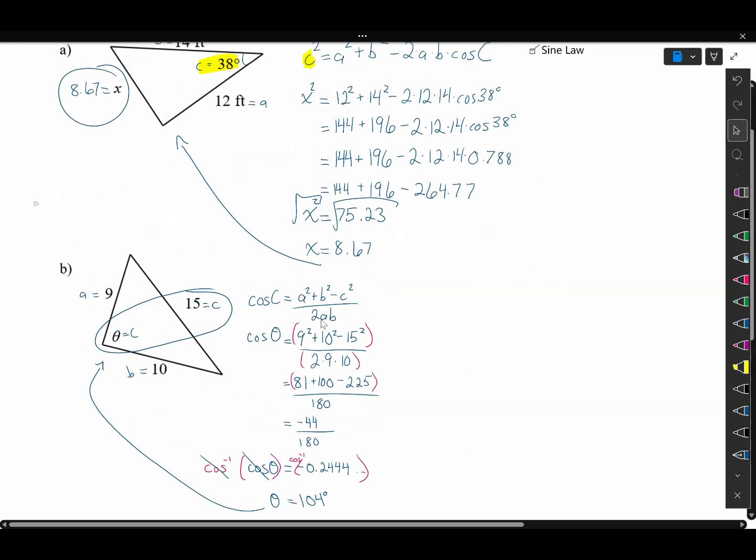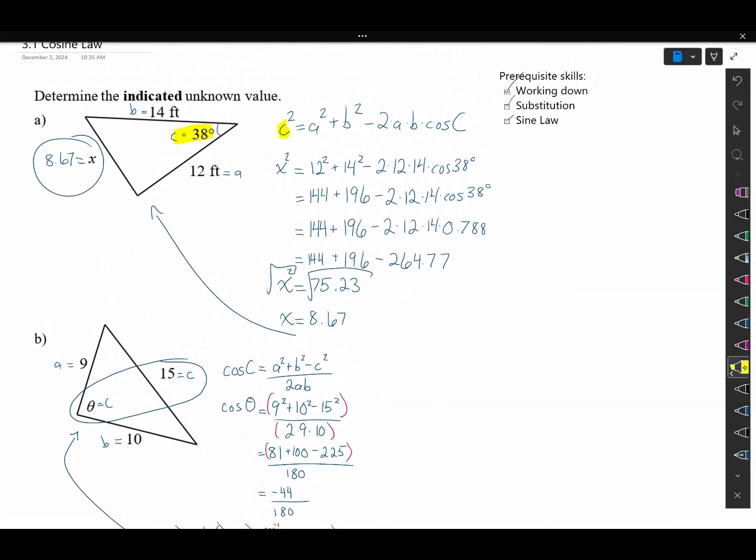At this point, we've practiced our cosine law when we're working with an unknown side length. We've also practiced our cosine law when we're working with an unknown angle. Again, we use these cosine laws when we're working with a triangle that only has one opposite pair, not two. If we have two, we can use our sine law. If we have only one opposite pair, we're working with our cosine law.